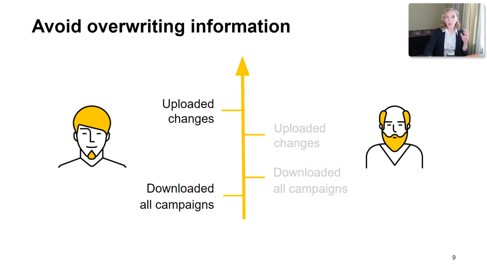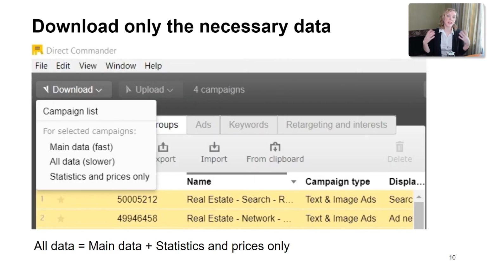Let's look closer at the downloading and uploading process, because that process is not only mandatory, you can also optimize it if you download only necessary data. You can download the whole campaign information, or you can download statistics, prices and bids only, or you can download the campaign element named main data.